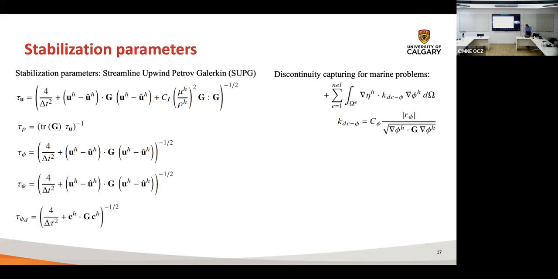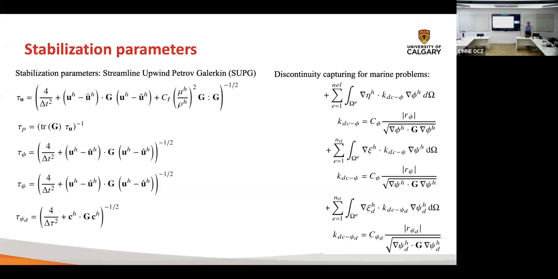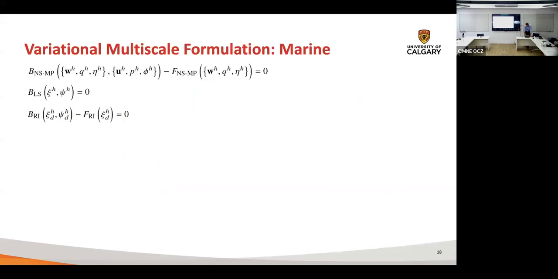For the discontinuity capturing, you equip the following terms with it: your volumetric vapor fraction, then your level set, and then your redistancing. That will stabilize the formulation in the presence of the sharp gradients. So now you thought that was complicated. Now you take all the pieces together and you show the complete coupled formulation.